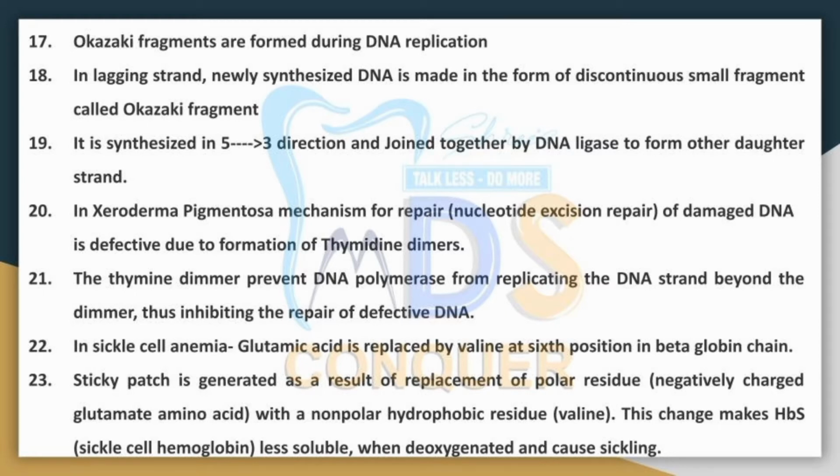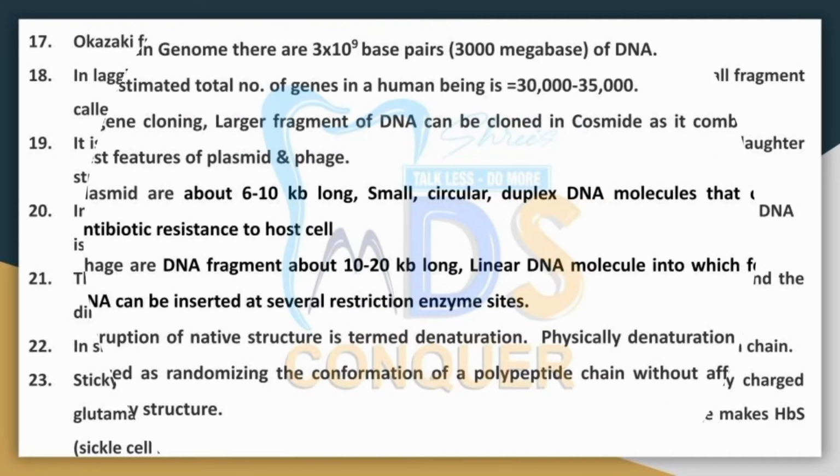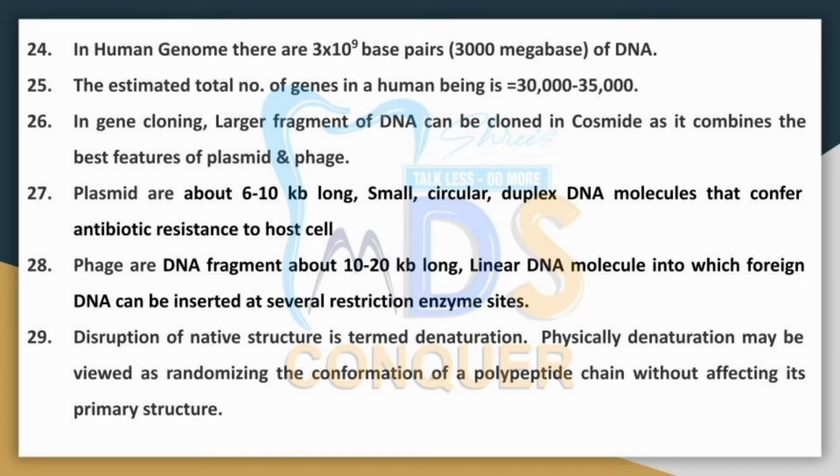The sticky patch is generated as a result of replacement of a polar residue, that is negatively charged glutamate amino acid, with a non-polar hydrophobic residue valine. This change makes HbS, the sickle cell hemoglobin, less soluble when deoxygenated. Point number 24. In human genome, there are 3 into 10 power 9 base pairs, 3000 megabase of DNA. The estimated total number of genes in human being is around 30,000 to 35,000.